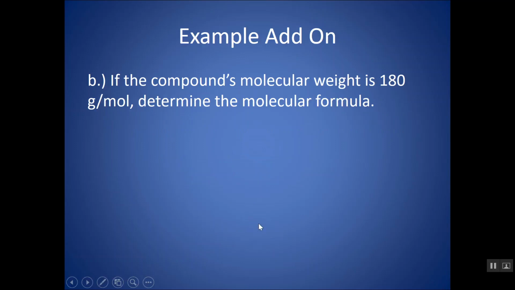Okay, sometimes there's an example add-on. Now that you know the empirical formula, they'll tell you the compound's molar mass or molecular weight. In this case, they tell me it's 180 grams per mole. Tell me what the molecular formula is.